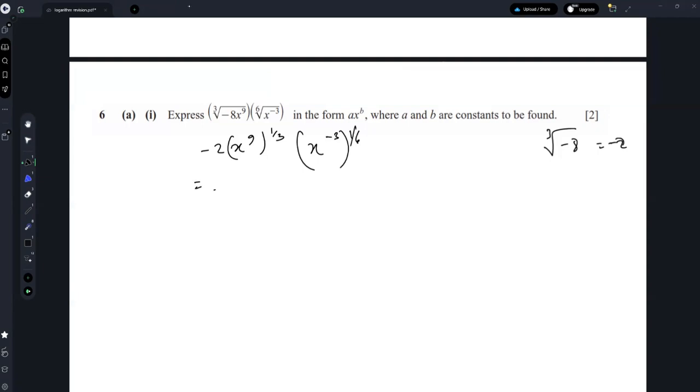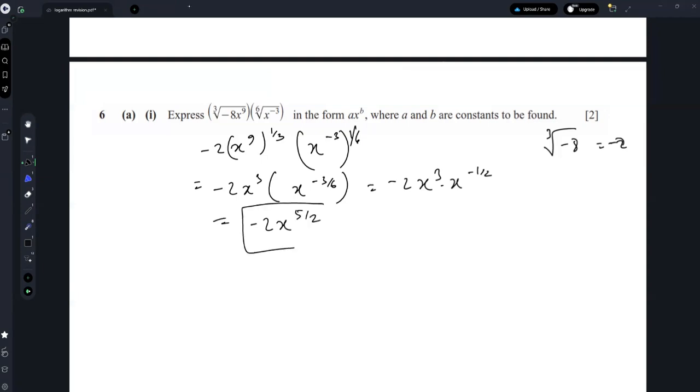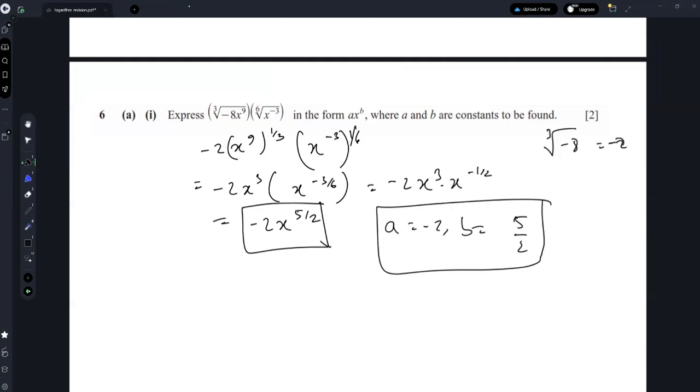So therefore we get -2x cubed times x to the power -3 by 6, which is going to be -2 by x cubed, no, -2x cubed x to the power -1 by 2. So I get -5 by 2 as the answer. That's going to be this one. So A is -2 and B is going to be 5 by 2.